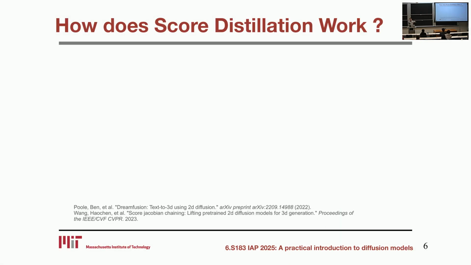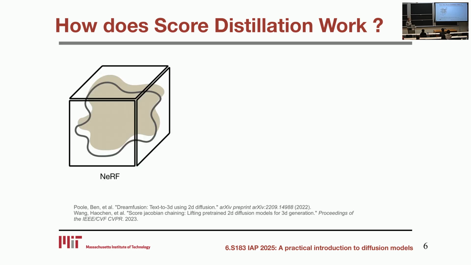So there was a work, DreamFusion, but to be fair, there were multiple works at the same time, approximately 2 years ago, that introduced the same idea. Why don't we take a pre-trained diffusion model and try to do something with this? So in particular, we'll start with some kind of 3D shape container.